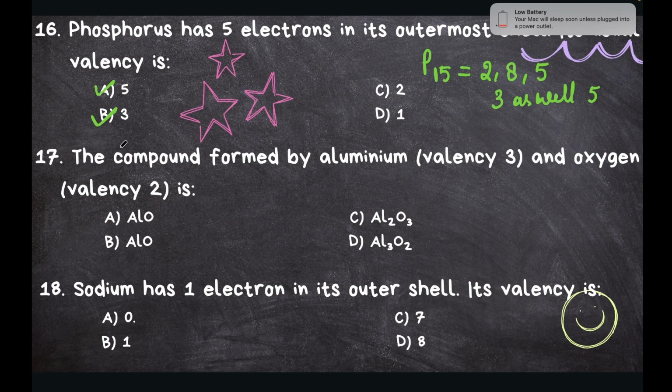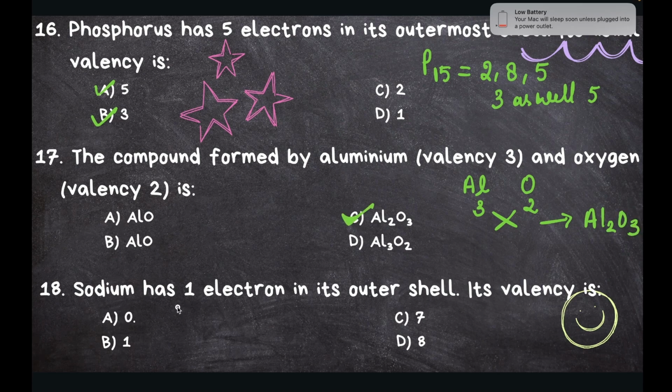Now the next question is, the compound formed by aluminium and oxygen is. So here we will use the criss-cross method. First we will write the symbols of the elements, aluminium Al and oxygen O. Now write the valency below each element. The valency of aluminium is 3 and the valency of oxygen is 2. Now criss-cross the valencies and the formula that we get is Al2O3. So the answer will be C.